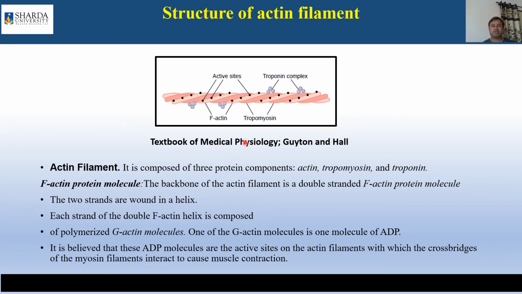If we see in the figure, the F-actin is present in light pink color. There is one chain of F-actin and this is the second chain of F-actin. So both light chains are F-actin, and on the F-actin the G-actin molecules are present, and each G-actin molecule is bound to ADP. These form the active sites of the actin filament.